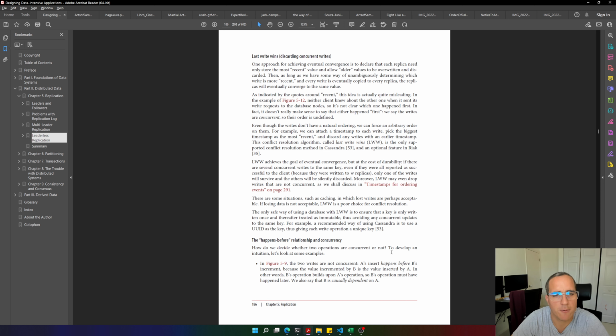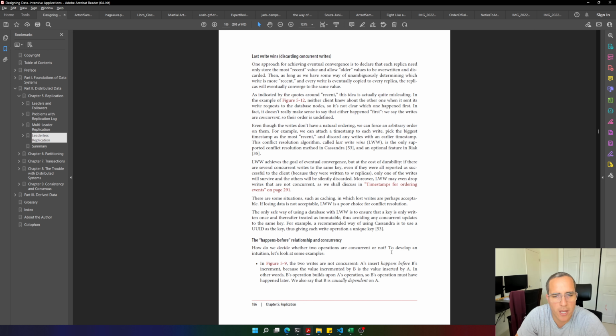This conflict resolution algorithm, called last write wins (LWW), is the only supported conflict resolution method in Cassandra, and an optional feature in Riak. LWW achieves the goal of eventual convergence, but at the cost of durability. If there are several concurrent writes to the same key, even if they were all reported as successful to the client because they were written to w replicas, only one of the writes will survive and the others will be silently discarded. Moreover, LWW may even drop writes that are not concurrent, as we shall discuss in "Timestamps for ordering events" on page 291.